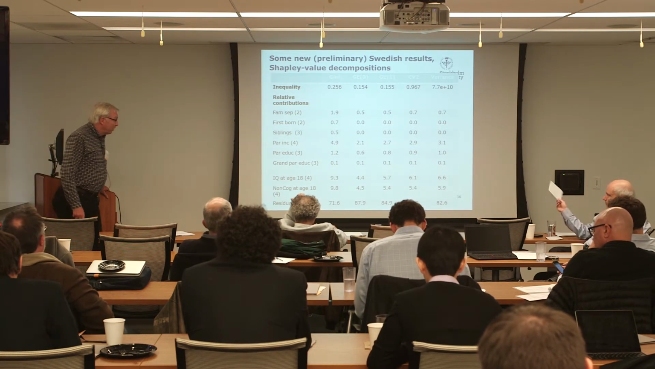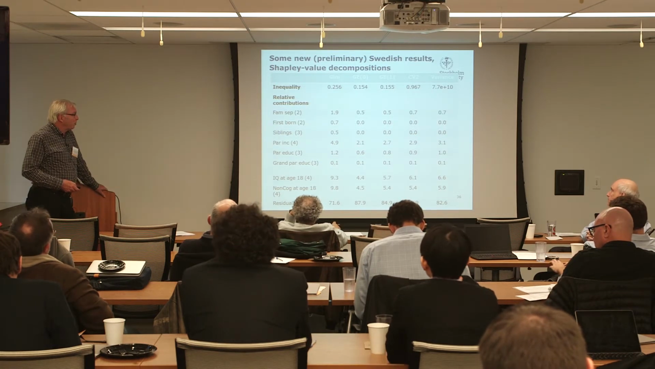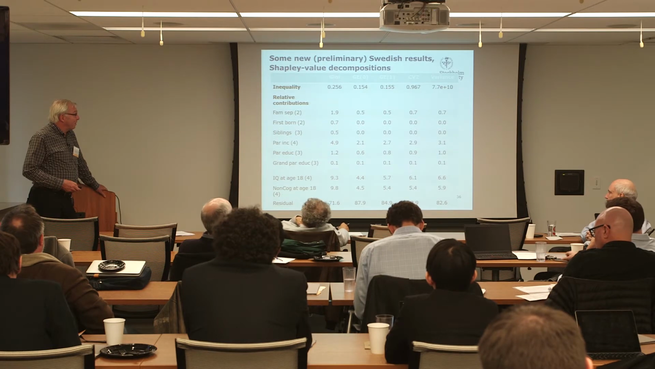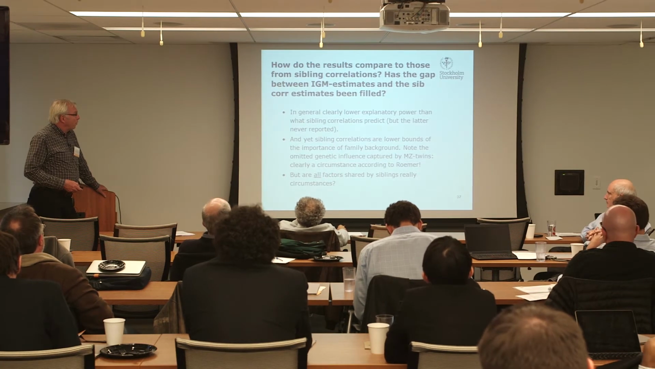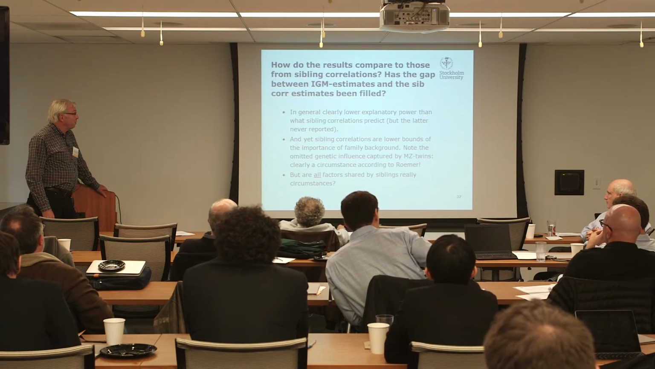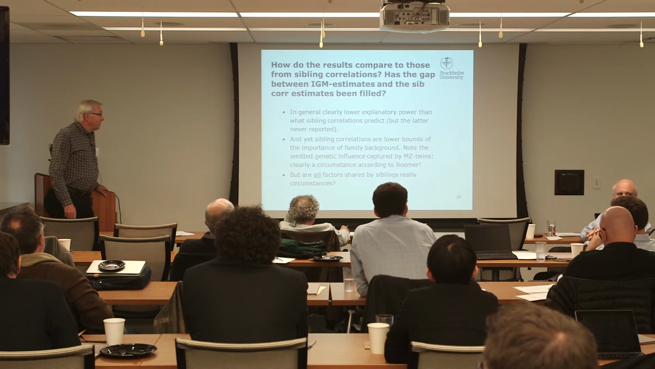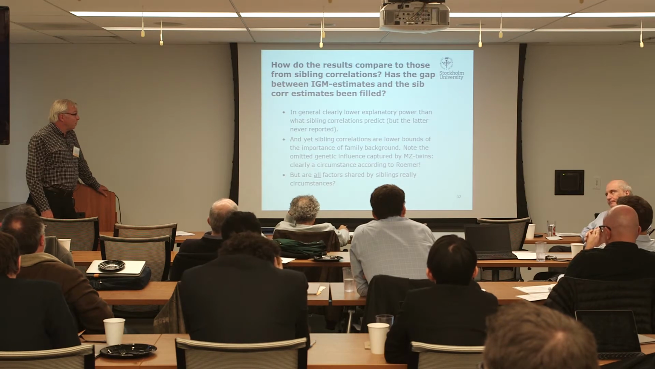So here one can see that one can exploit some of the advantages of this approach, but in a sense you don't come very far. At least that is the case with this illustration. So one can ask here, has the gap between the IGM estimate and the sibling correlation estimate been filled by these variables? But that's not the case. In general, here there is clearly lower explanatory power than what sibling correlations predict.